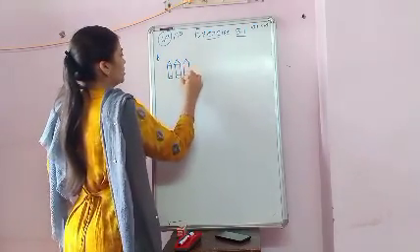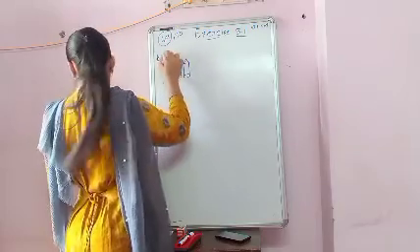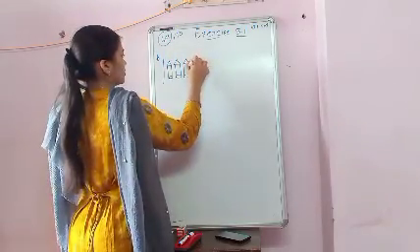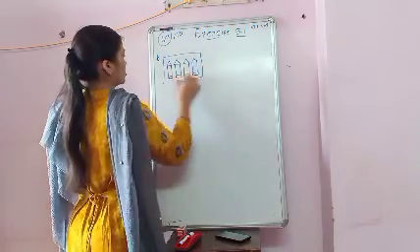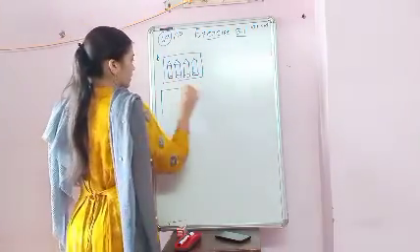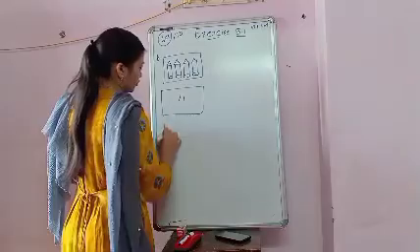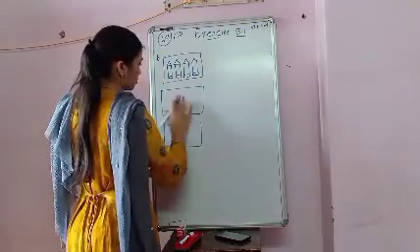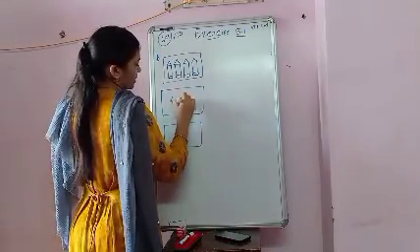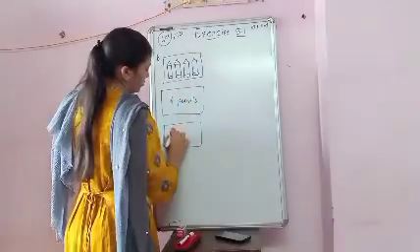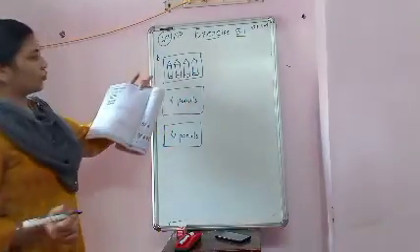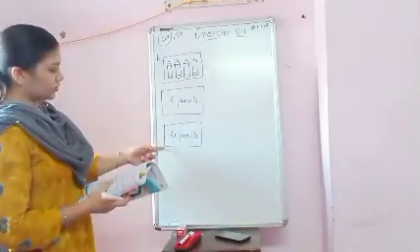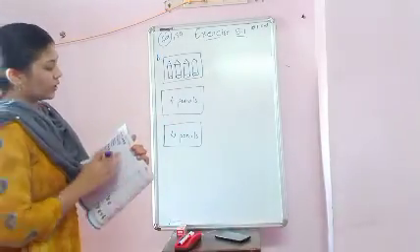Each group there will be 4 pencils. This is group 1, same group 2, 4 pencils. I am just writing it down. Now draw them: 4 pencils, 4 pencils, 4 pencils. Now what is the question?